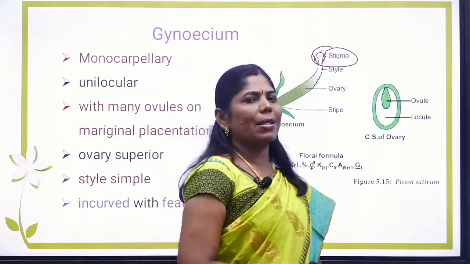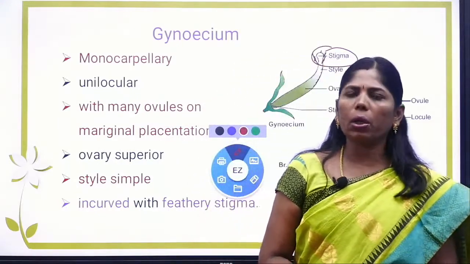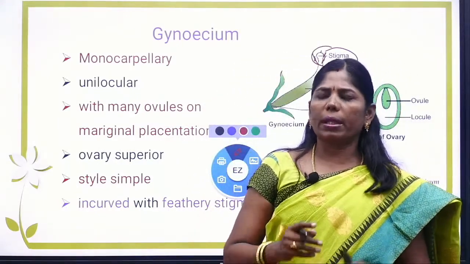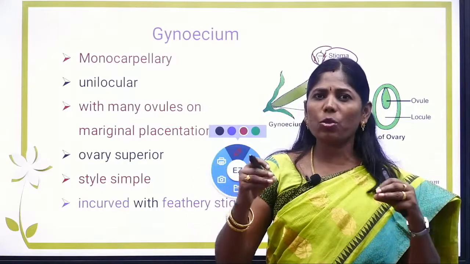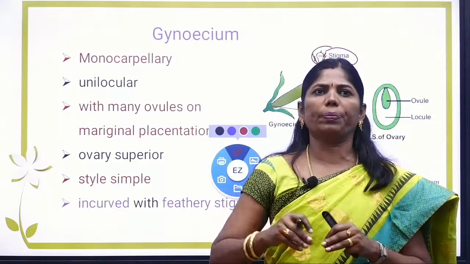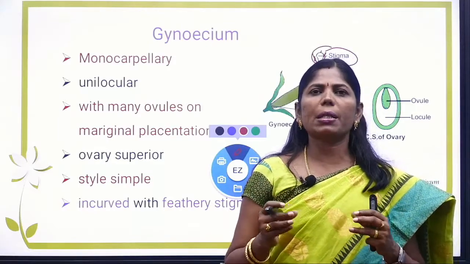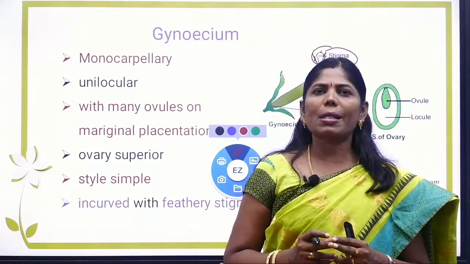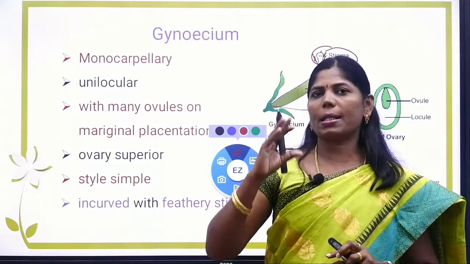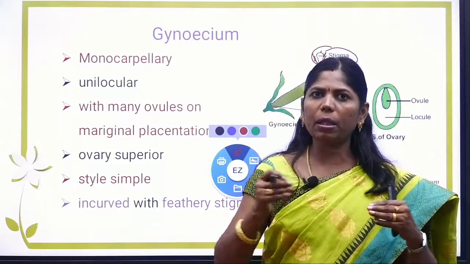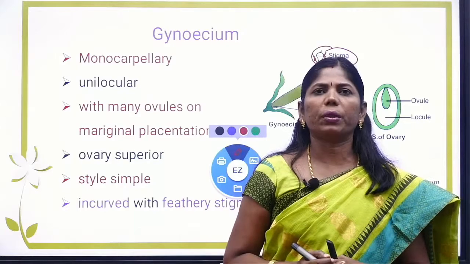So once again, see that there is a monocarpellary, unilocular ovary, with many ovules. More ovules are there, but each ovule is located in each locule. Okay, it has a marginal placentation and hypogynous, which means that is a superior ovary. Okay, the style is simple, but the stigma is somewhat modified. Okay, the stigma is incurved and feathery-like structure.